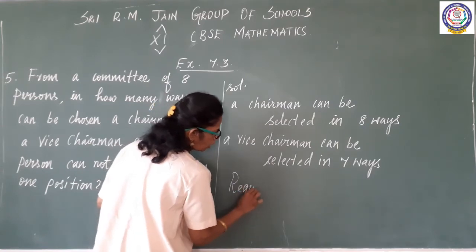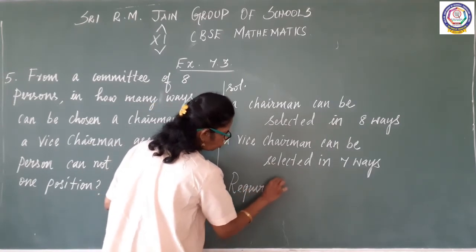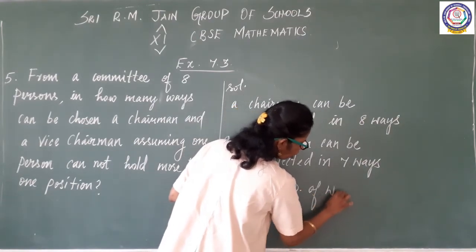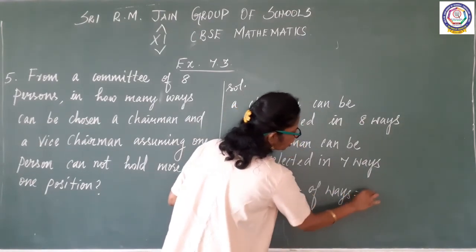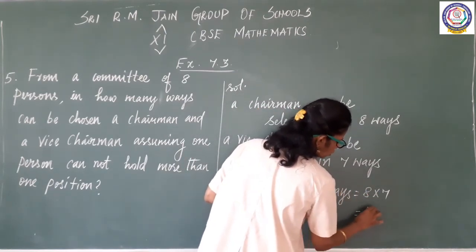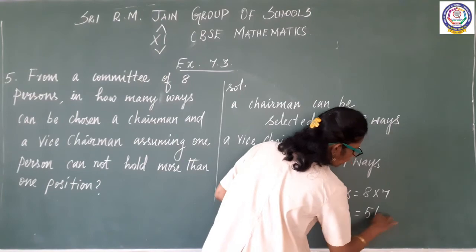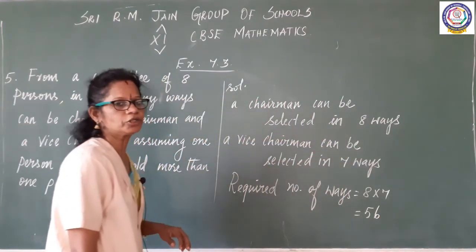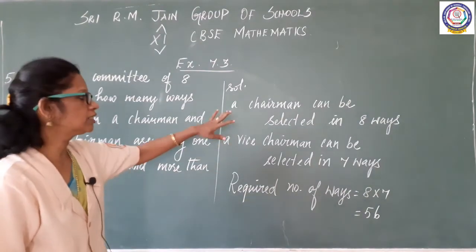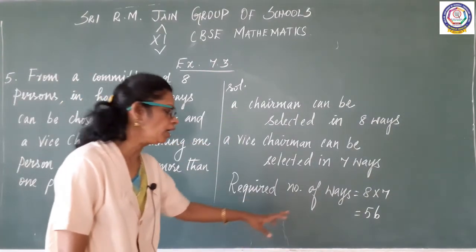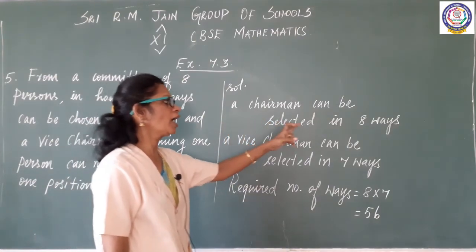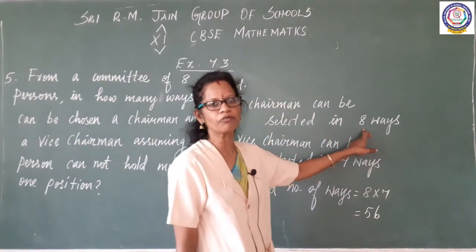The required number of ways equals 8 into 7, which is equal to 56. 8 into 7, 56. How many ways we can select a chairperson and a vice chairperson? 56, right? Once again I repeat, you may ask why you didn't express in the formula format, right?